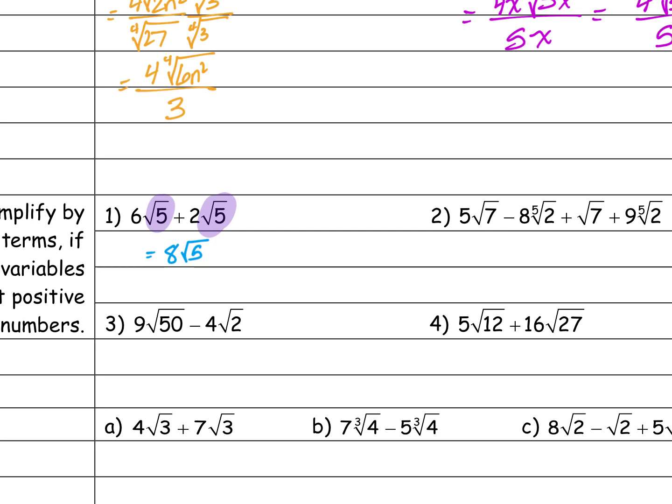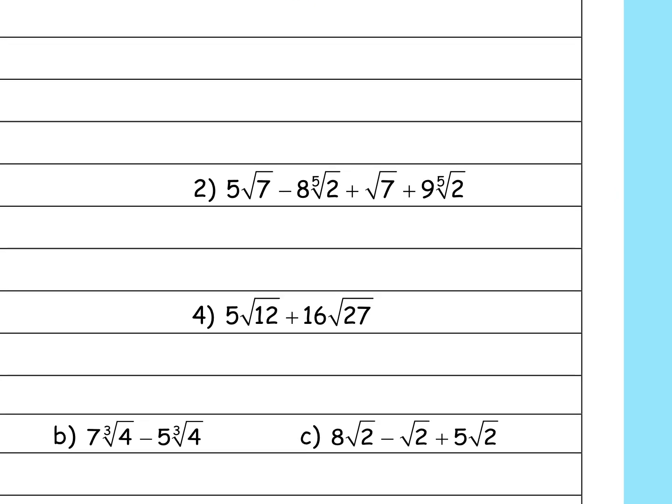Okay, so on the second one here, my like terms would be the 7s and then the 5th root of 2's, right? So I just do whatever it tells me to do, right? 5 square root of 7 plus the square root of 7 is 6 square root of 7. And then negative 8 5th root of 2 plus 9 5th root of 2 would be the 5th root of 2.